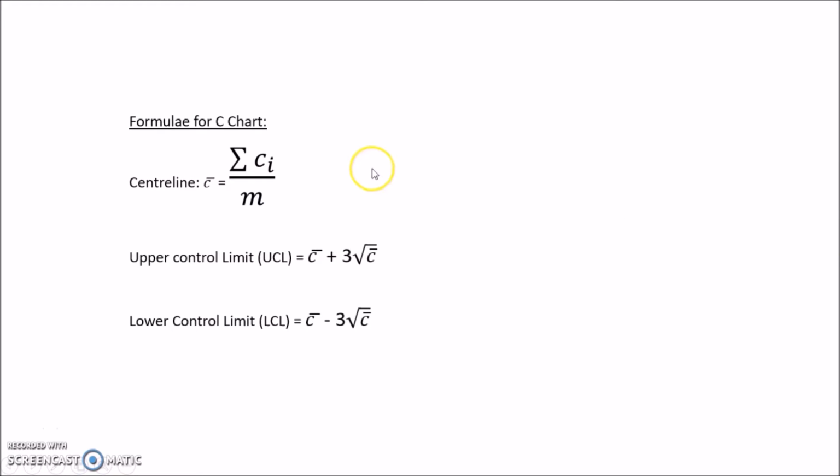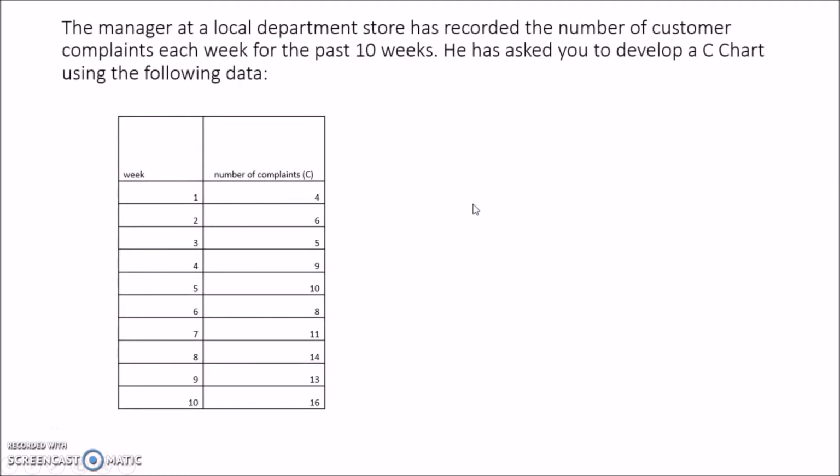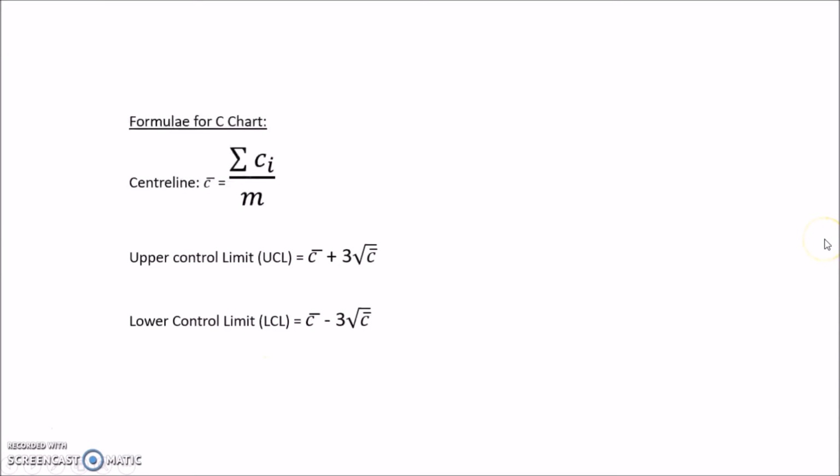So in order to create your C chart, you need to know some formulae, and here they are. The center line, C bar, is nothing more than the average of our C's. So in this case, the number of complaints represents C, we add these up and divide by 10 since we have 10 samples to get the average, and our upper and lower control limits are given by these formulas.